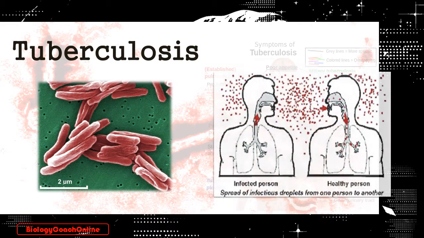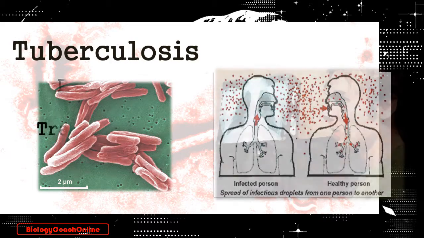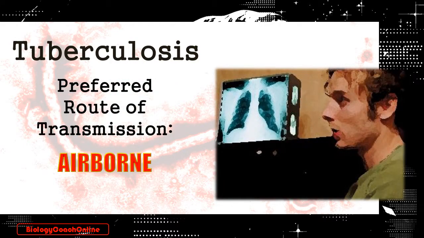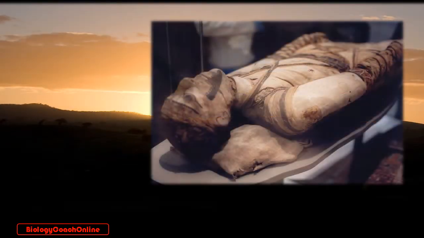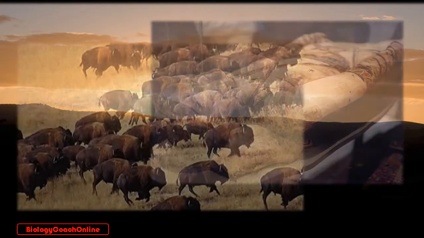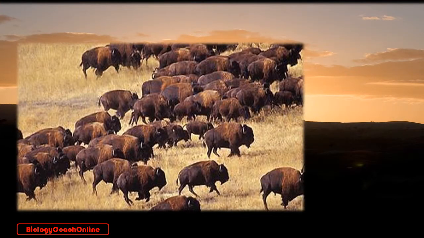TB is transmitted through the air as the diseased individual coughs or sneezes, subsequently releasing infected droplets into the air where they are inhaled by other individuals in the immediate vicinity. Tuberculosis has been around seemingly since the beginning of recorded time, and like smallpox, evidence of TB has been verified in Egyptian mummies. There is also proof of the presence of the disease in North America some 17,000 years ago. That evidence was discovered in the remains of bison.